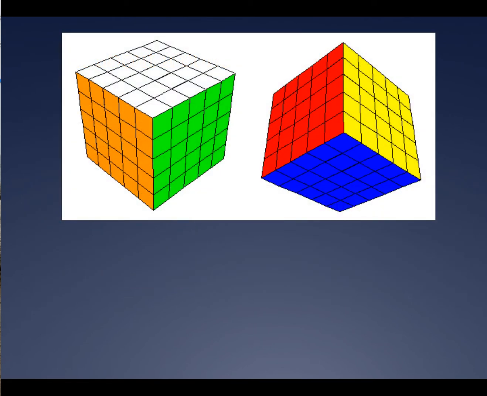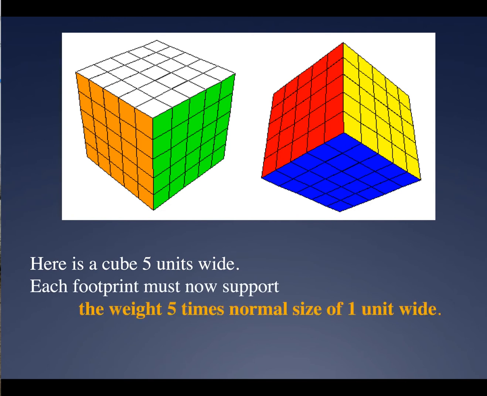Well, as we make these cubes greater and greater, here now side 5, of course, each block now has 4 on its shoulders. Okay, that I hope is just clear. We don't even have to do the mass to surface ratio. Here's a cube 5 units wide. Each footprint now has to support 5 times the weight that one cube would have to support.